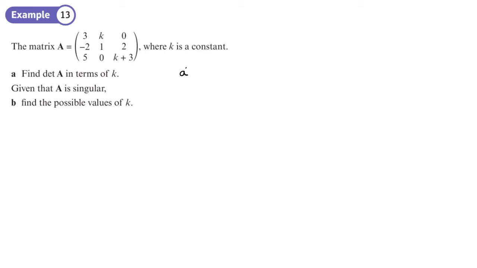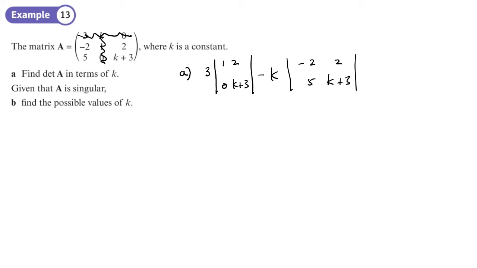So it's going to be the first element times its minor, which is the determinant of the elements which are left, which is 1, 2, 0 and K plus 3. Then it's going to be minus K, the second element, times its minor, which is going to be the determinant of negative 2, 2, 5 and K plus 3. Then it's going to be plus, the third element is 0, times its minor, which is going to make our working a little bit easier. Negative 2, 1, 5, 0.